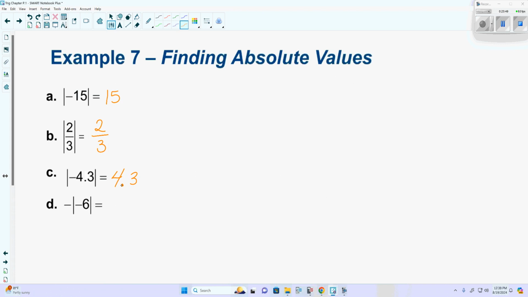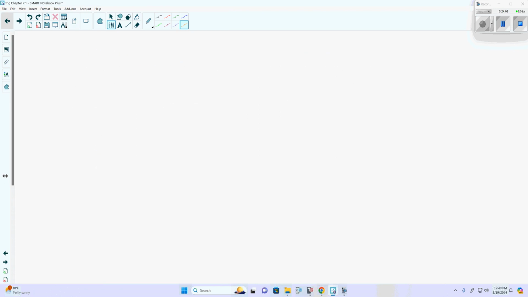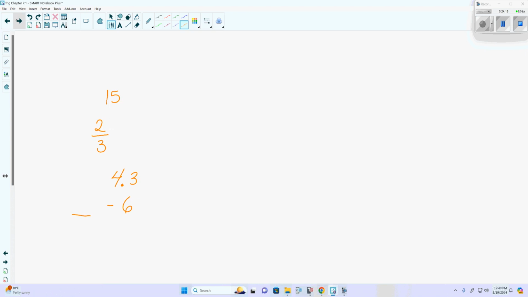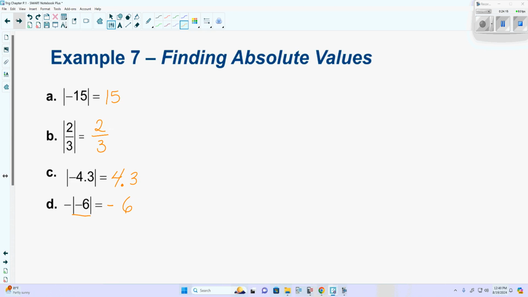Almost. Well, the absolute value of -6 would be 6, yes? So that takes care of what's inside, but that still leaves us with the negative. The absolute value of -6 is 6, but we still have the negative on the outside.